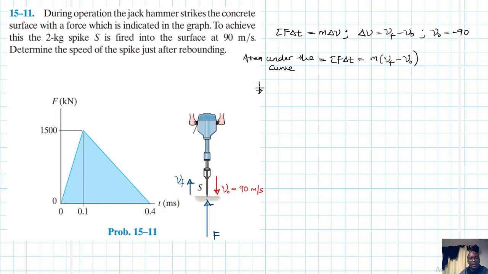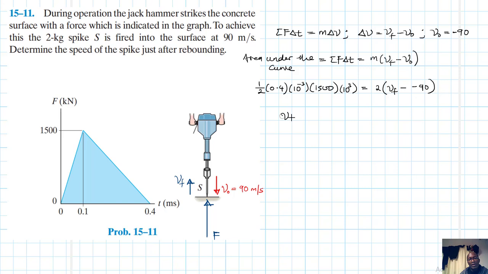So the area there is half times the horizontal axis, which is 0.4, mind you, the time is in milliseconds, so we multiply by 10 to the power negative 3 to bring it to seconds, times the height, which is 1500. Mind you, this is in kilonewtons, and we want it in newtons, so we multiply by 10 to the power 3. So this is equal to the mass, which is 2, times v final minus 90.